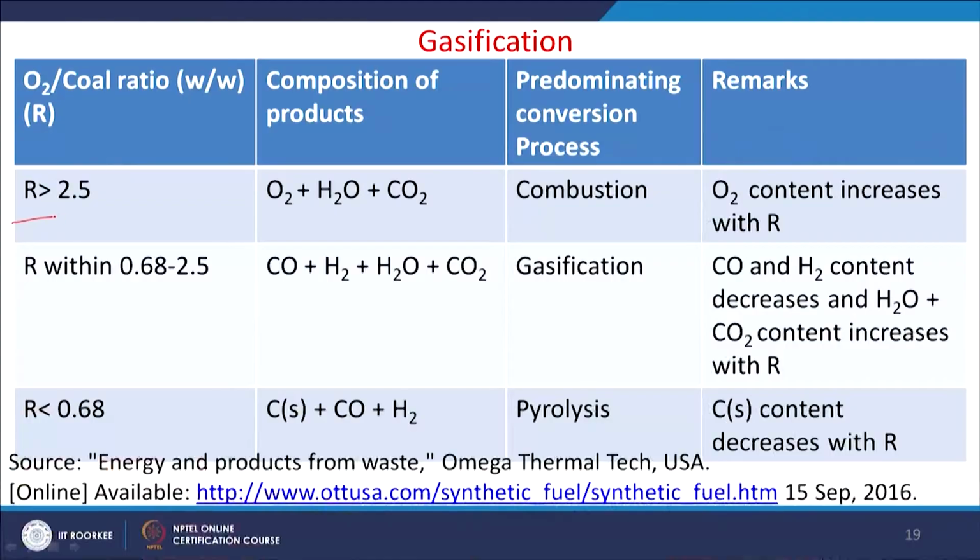Next is gasification. Another replacement of combustion is gasification. In combustion we use excess amount of oxygen, in gasification we use controlled amount of oxygen. So, R, that is equal to oxygen by coal ratio, mass by mass ratio. For combustion it is greater than 2.5 and for gasification it is 0.68 to 2.5. And another is pyrolysis, there is no oxygen, in that case we can get R equal to 0.68.